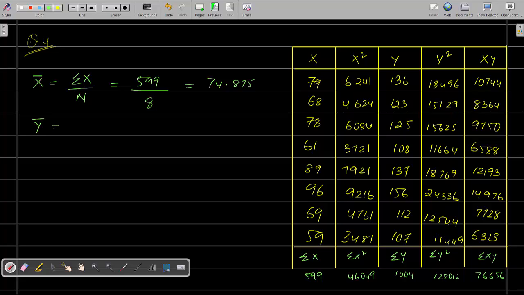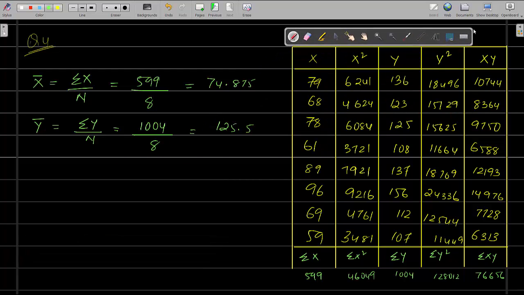Now find y mean. That is sigma y by n. Sigma y, we got 1004, 1004 divided by 8. You should get 125.5. Clear? So now we have everything. What we will do now is put these values in the formula.